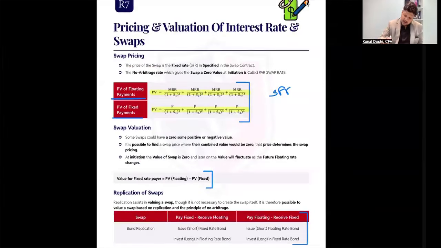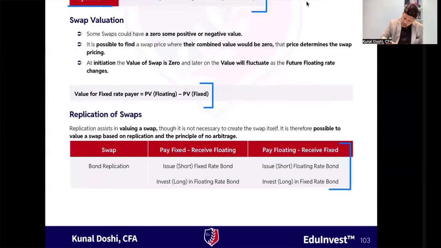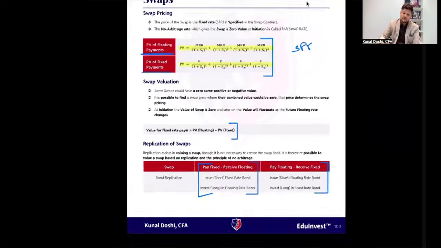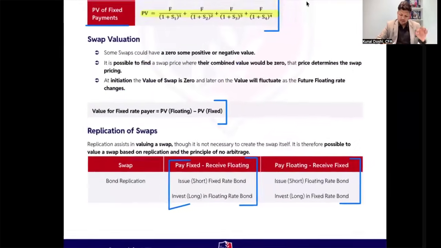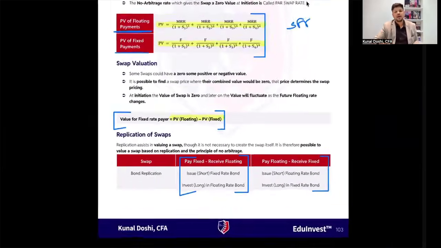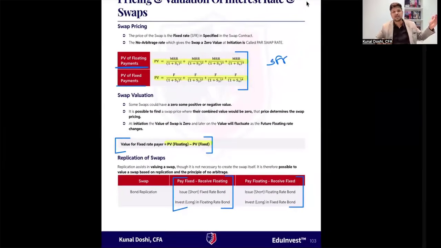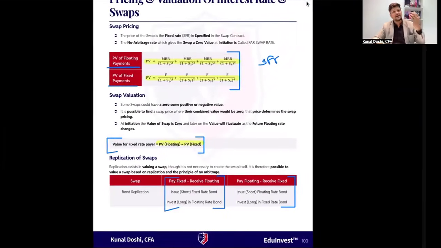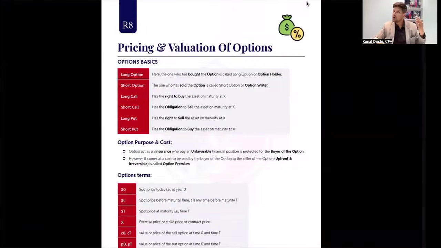The same thing I've written here. What is pay fixed, receive floating, and vice versa. Whenever you pay fixed, you are a fixed rate payer. That means you issued a fixed rate bond. Receive floating means you invested in a floating rate bond. Cool, everyone? We've already discussed value for fixed rate payer. It's the difference between floating and fixed rate leg. A swap is nothing but a series of forward contracts.